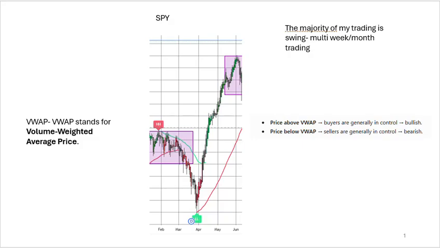Time out and just talk about some of the things that I use and how I trade. So here's SPY from February to June of this year. And so I like to use the VWAP, the volume weighted average price. It tells me, and another indicator goes with it, when the high of the highs is in and the low of the lows is in.